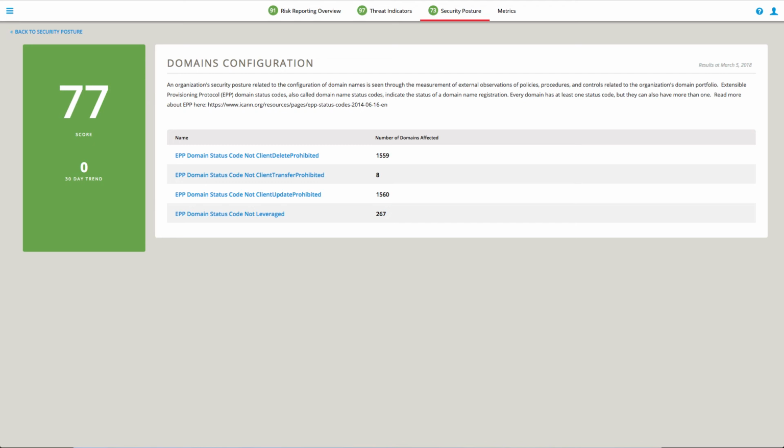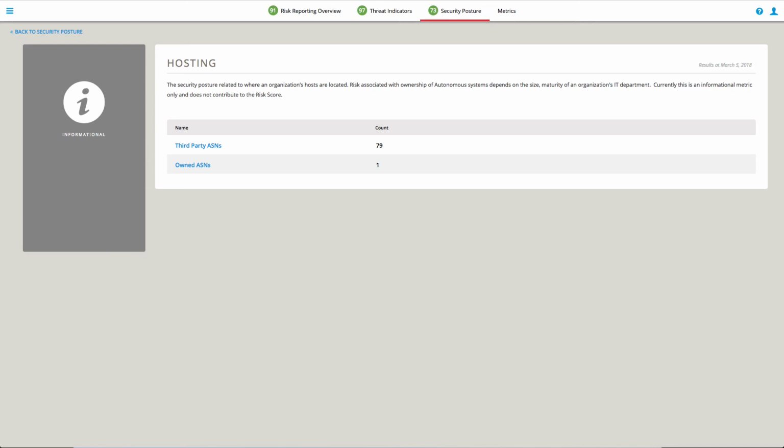Domain configuration subcategory uses Extensible Provisioning Protocol, EPP, domain status codes to determine the status and health of a domain and name registration. Please note that every domain has at least one status code, but sometimes domains can have more than one. Hosting and networking. Autonomous system numbers are analyzed and mapped to organizations. Currently, this is only an informational metric and does not contribute to the risk score.